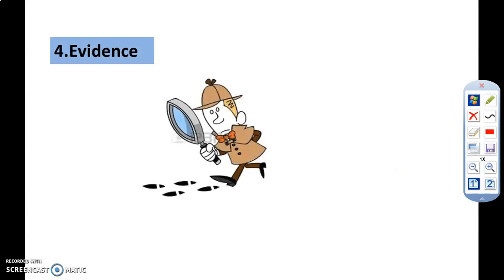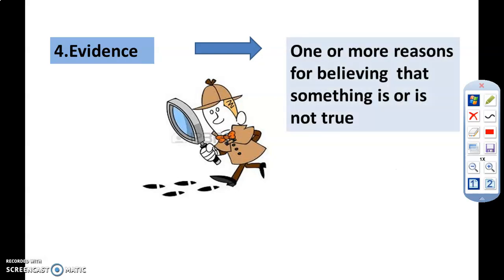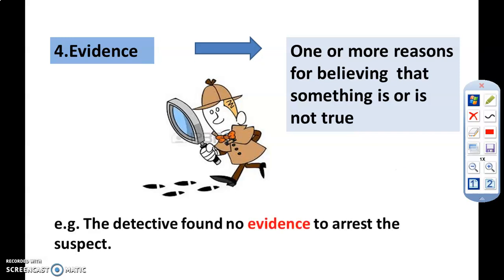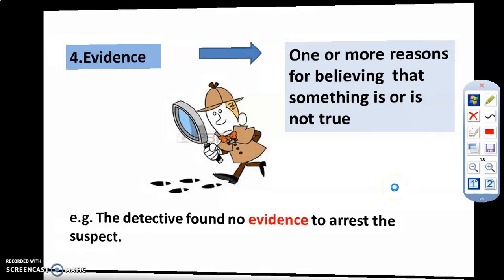Evidence. What does it mean, an evidence? Well, an evidence is one or more reasons for believing that something is or is not true. An evidence tells you if something is true or not true. For example, the detective found no evidence to arrest the suspect. Means he did not find any reason to say if the suspect is innocent or guilty.